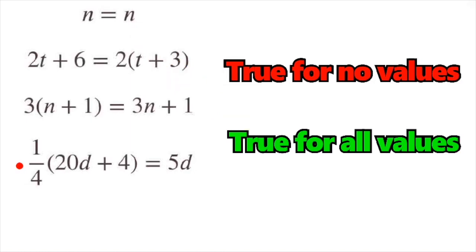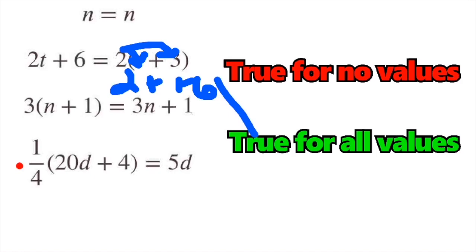All right, now let's look at 2t plus 6 is equal to 2 times the quantity t plus 3. One of the things that I can do here is start to distribute that 2 inside of my parentheses to see what I will get. So I'm going to get 2t plus 6. 2t plus 6, 2t plus 6. They're both equal to each other. So yeah, that's going to be true for all values as well.